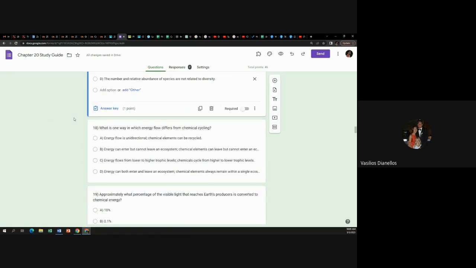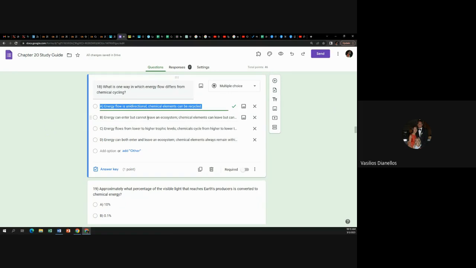All right. What is one way in which energy flows differently than chemical cycling? Basically, you just need to know energy flows through an ecosystem, and chemicals are recycled. With that in mind, let's look at the options. Energy flow is unidirectional. Yeah, that is another way of saying energy flows through the ecosystem. It comes in, goes out. Chemical elements can be recycled. So far, that's the best option.